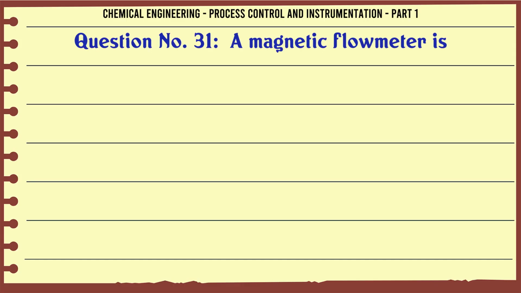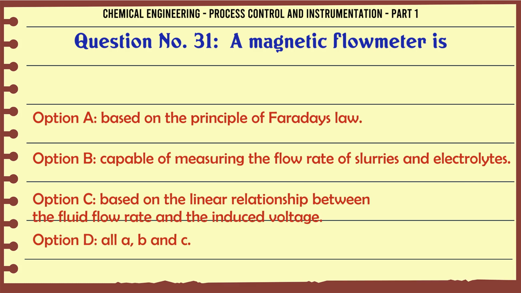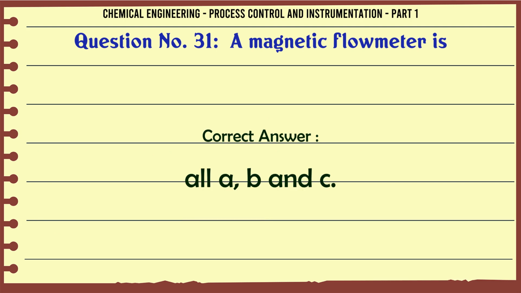A magnetic flowmeter is A. Based on the principle of Faraday's law. B. Capable of measuring the flow rate of slurries and electrolytes. C. Based on the linear relationship between the fluid flow rate and the induced voltage. D. All A, B and C. The correct answer is all A, B and C.